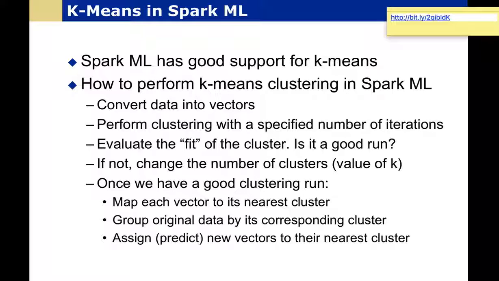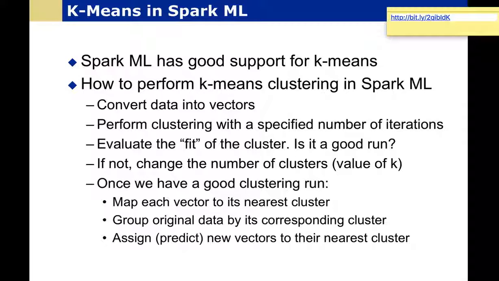Now, we're going to give an example here about running K-means clustering in the new Spark.ML namespace. K-means is actually the simplest algorithm for clustering our vectors into usable clusters. What we do is first convert our data into vectors, as we've talked about before. Then we perform a clustering run with a specified number of iterations, and then we evaluate the fit of the cluster. So is that a good run?